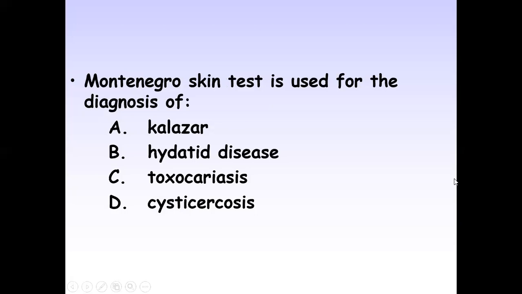Montenegro test is used for the diagnosis of kala-azar, hydatid disease, toxocariasis, or cysticercosis? Cysticercosis. No. Just hydatid disease, it's a hydatid disease. We have just studied Casoni's test. Alpha. Hmm? Kala-azar. Because I just told you, what is the causative organism of kala-azar?